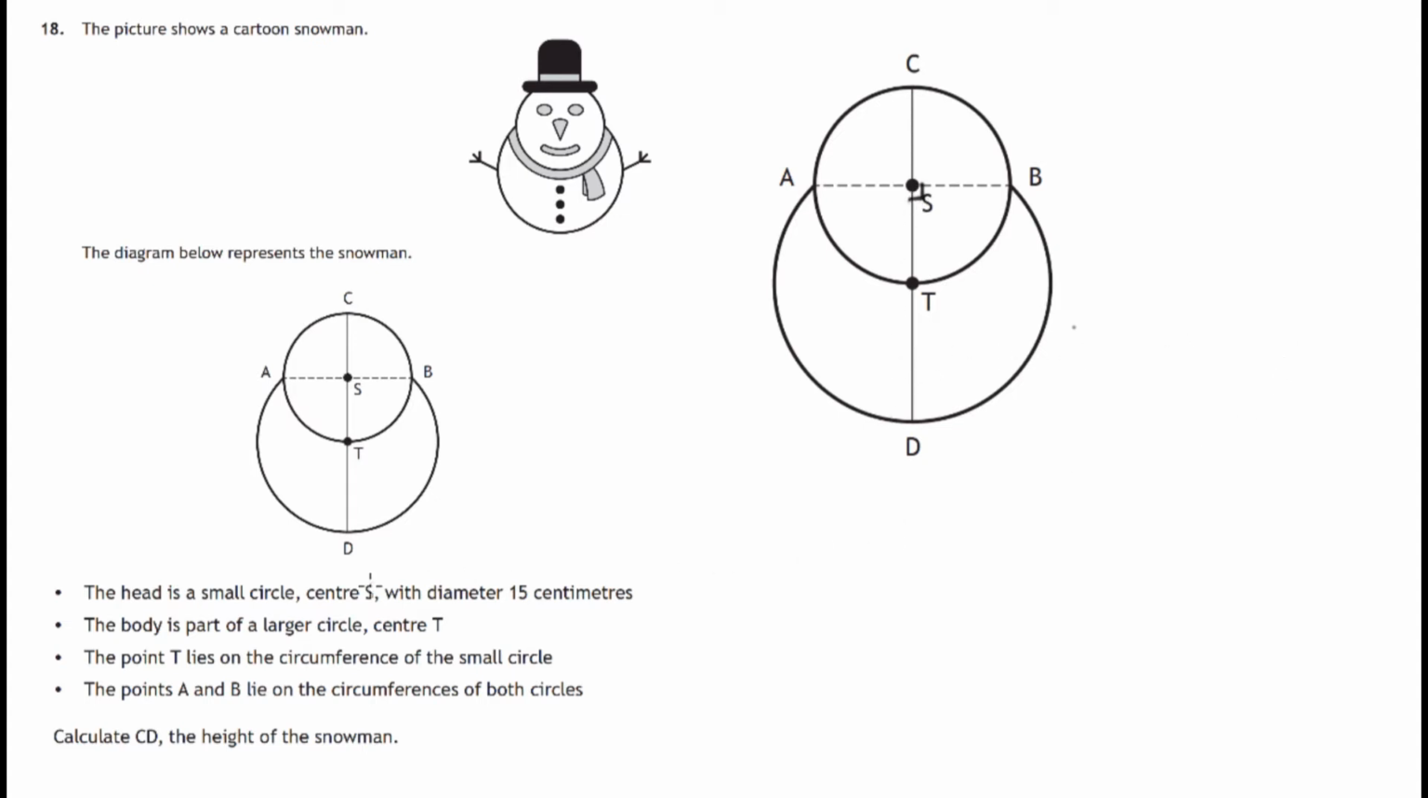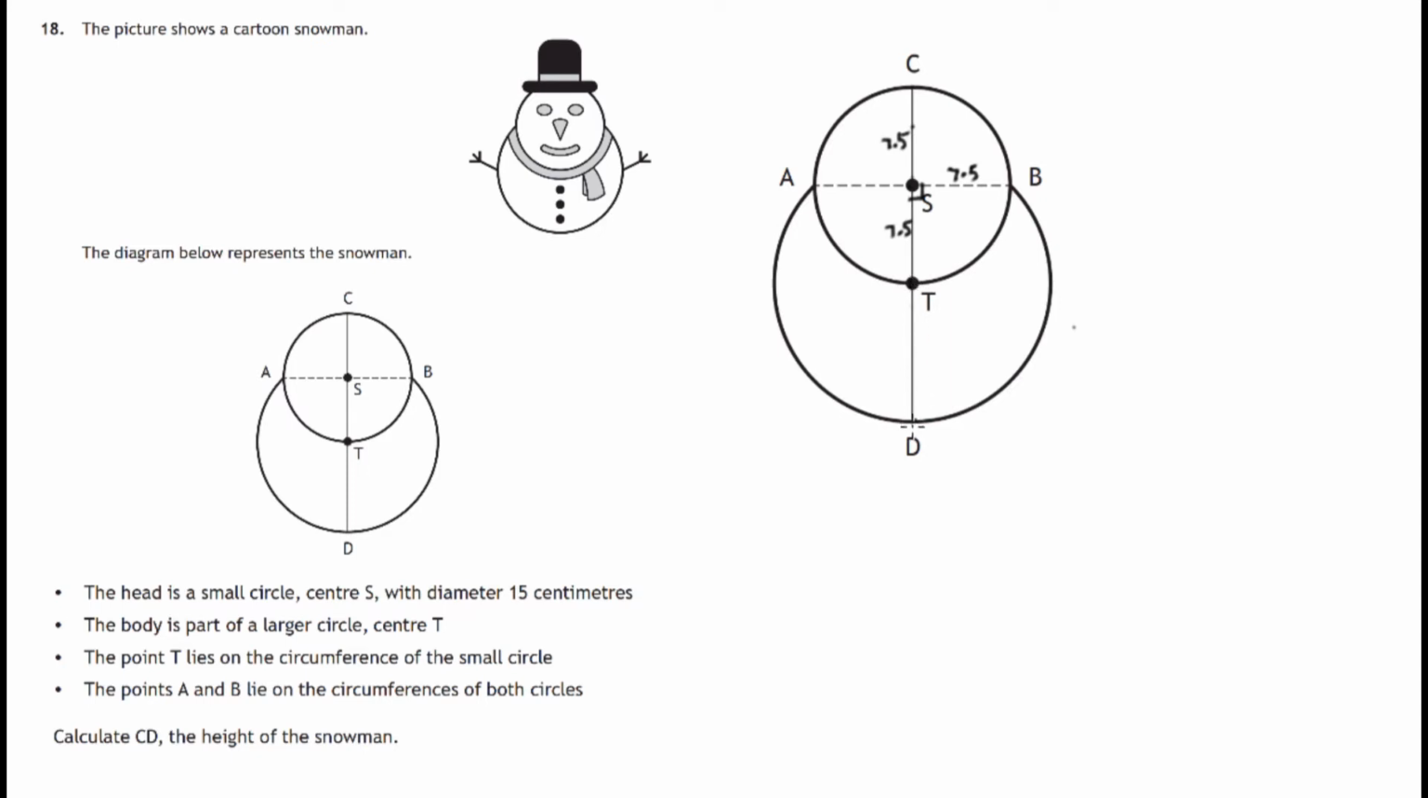Let's look at lengths. We're told the small circle, centre S, has a diameter of 15. So in particular, this radius will be 7.5. This radius from centre to circumference, from S to T, will also be 7.5. This radius from centre S up to point C on the circumference will also be 7.5. So to answer this question, we really need to find the length from T to D.